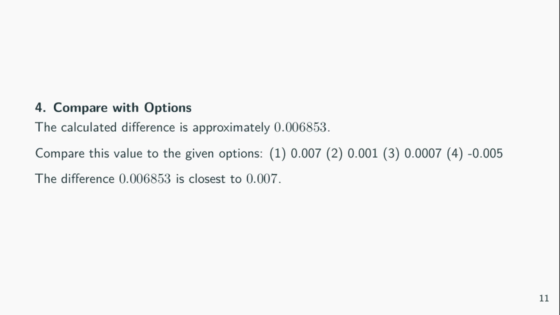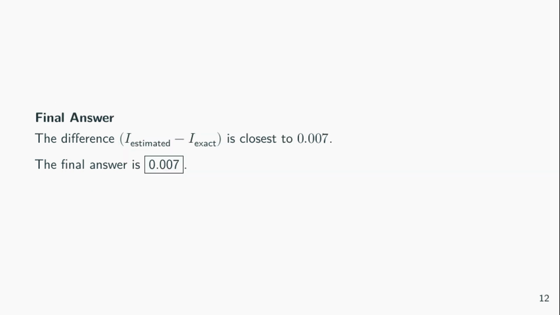Let's look at our options again. Option 1 is 0.007. Option 2 is 0.001. Option 3 is 0.007. Option 4 is minus 0.005. Comparing our difference 0.006853 to these options, it is clearly closest to 0.007. The difference between the estimated integral value and the exact integral value, I estimated minus I exact, is approximately 0.006853, which is closest to 0.007. So the final answer is 0.007.